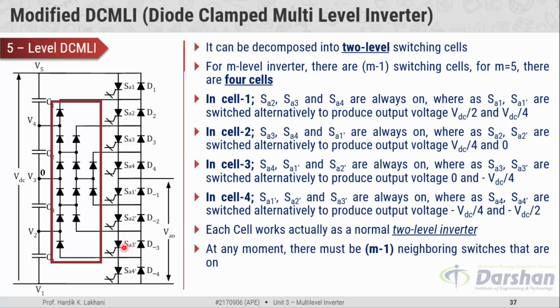So whenever SA3 is in the on state, then SA3, SA4, SA1 dash, SA2 dash, these 4 neighboring switches are on. But when SA3 is off and SA3 dash is in the on state, then SA4, SA1 dash, 2 dash and 3 dash, these 4 neighboring switches are in the on state. So that is the key observation from this modified diode clamp multilevel inverter.